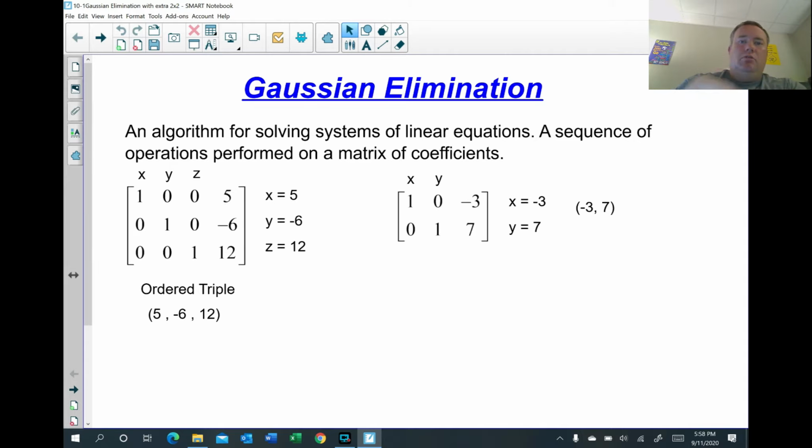Now, I want you to look at what I have here about these two matrices. For example, you have the definition here. I'm guessing most of you have read it, but it's basically an algorithm for solving systems of linear equations, a sequence of operations performed on a matrix of coefficients. So, Gaussian elimination is basically just another way of solving a system of equations.